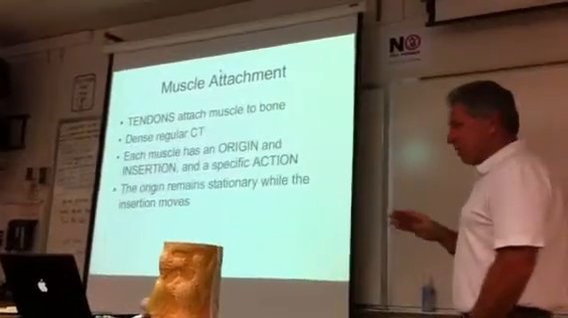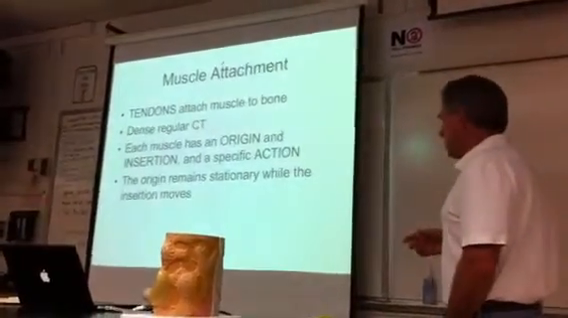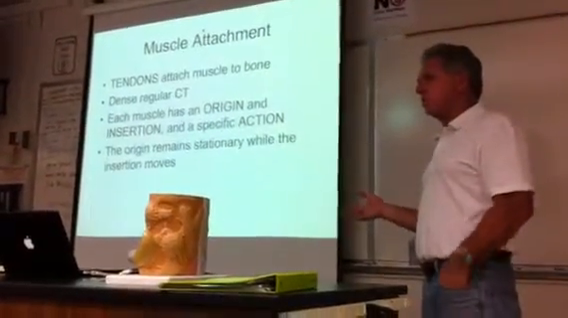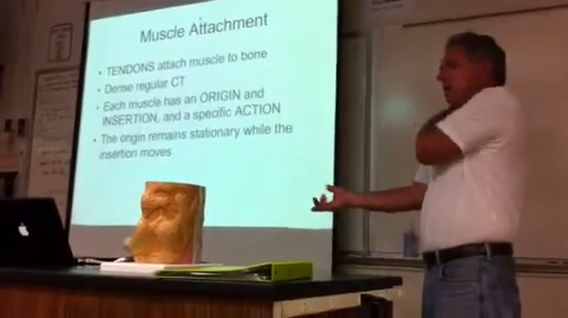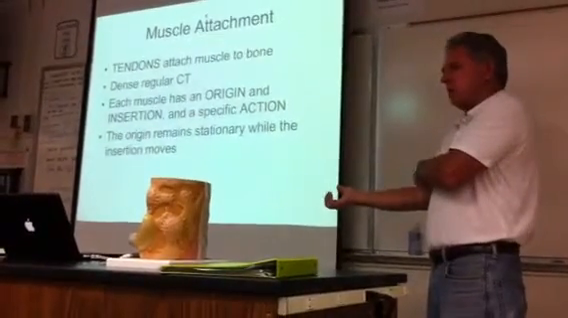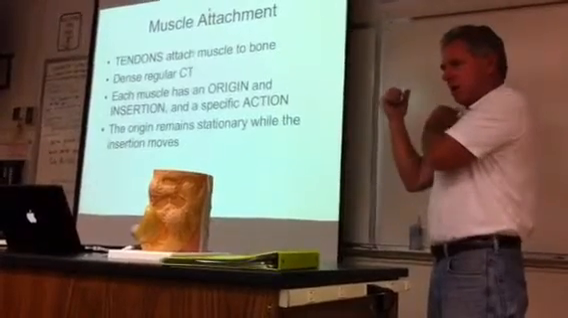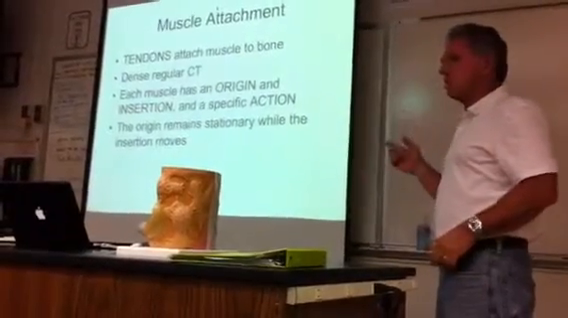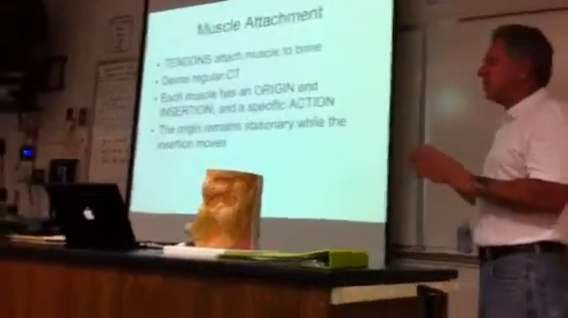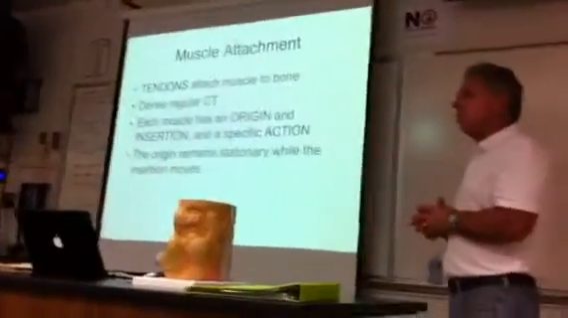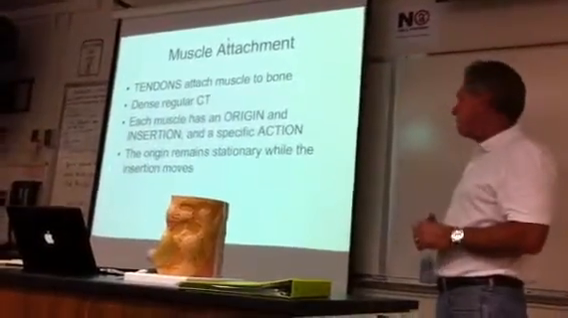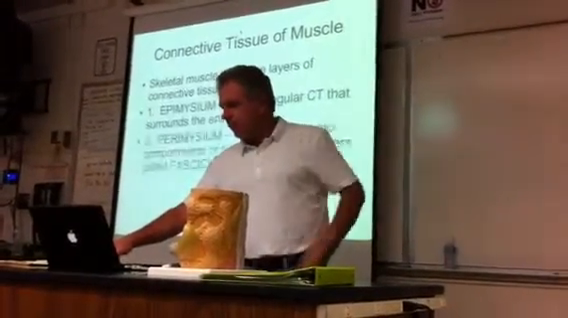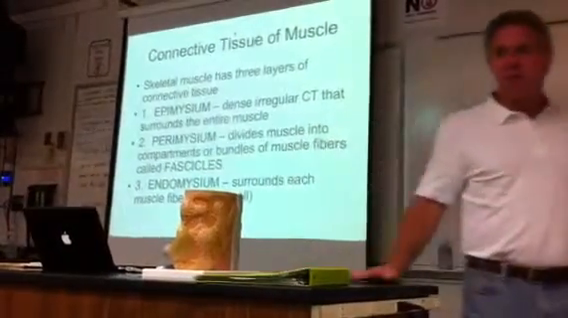Typically, the origin of a muscle remains stationary while the insertion moves. For example, the deltoid originates up here, but it inserts down here at the deltoid tuberosity. That's what's typically moving, while up here stays more or less stationary. We're not going to get into origins and insertions, but you are going to have to know muscle actions. That's about all you need to know about the difference between origins and insertions.